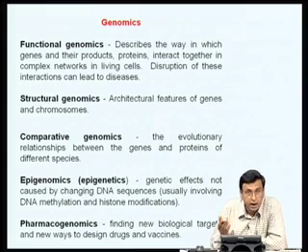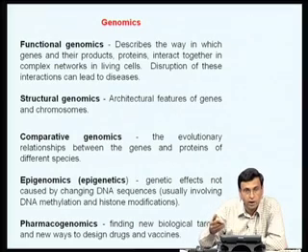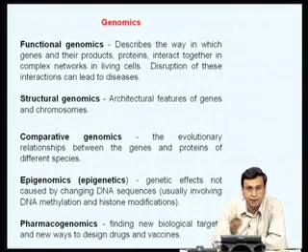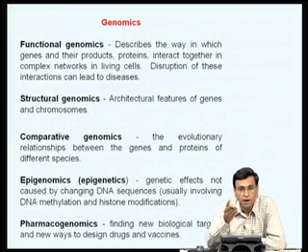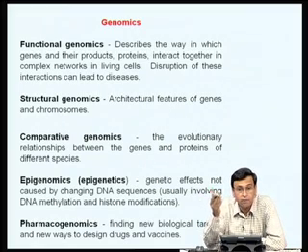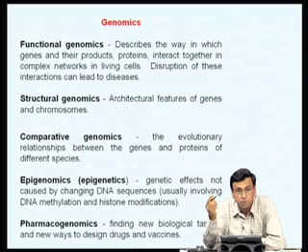Then you have what is called comparative genomics, because as more and more genome sequences became available from a number of organisms, people started comparing. For example, if you compare a human genome with a chimpanzee genome, it is more than 99% identical. So what distinguishes a chimpanzee genome from a human genome is only 1%.